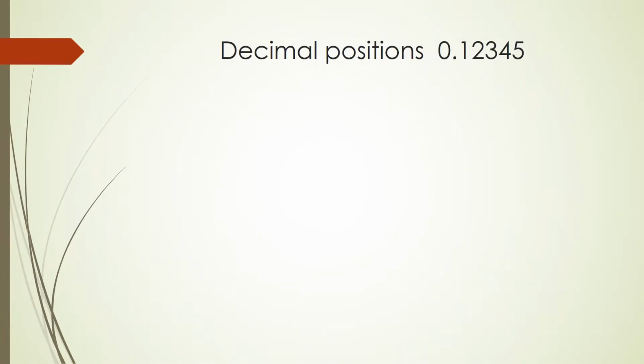Now, there's a name for every position to the right of the decimal point, just like there are names for positions to the left of the decimal point, like the tens, the hundreds, the thousands, and so on. That 1 that you see here is in the tenths position.